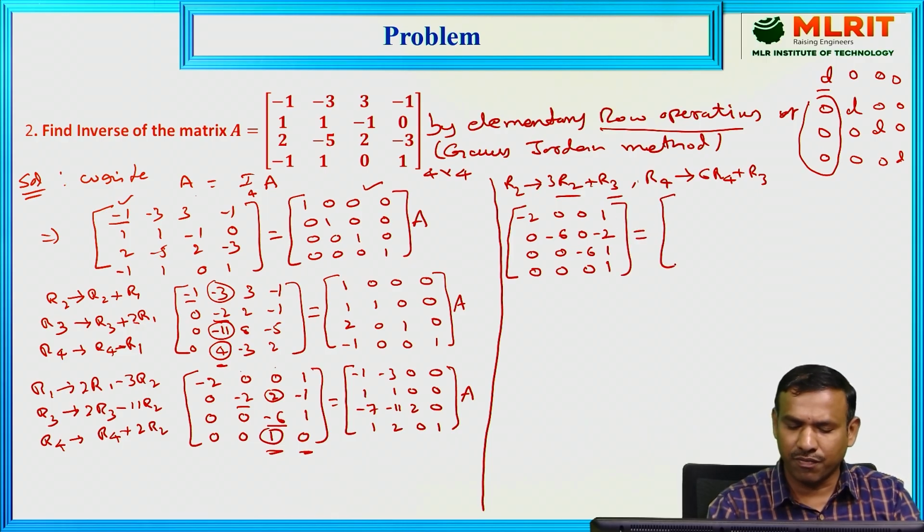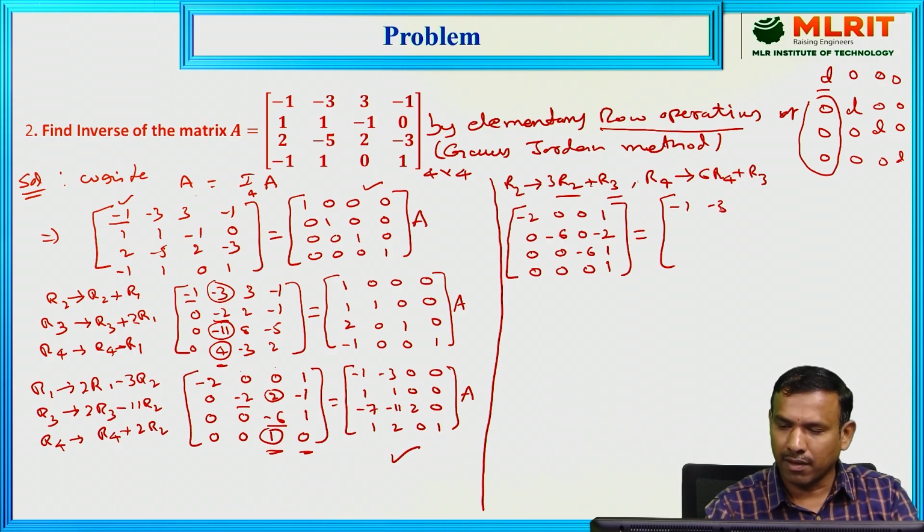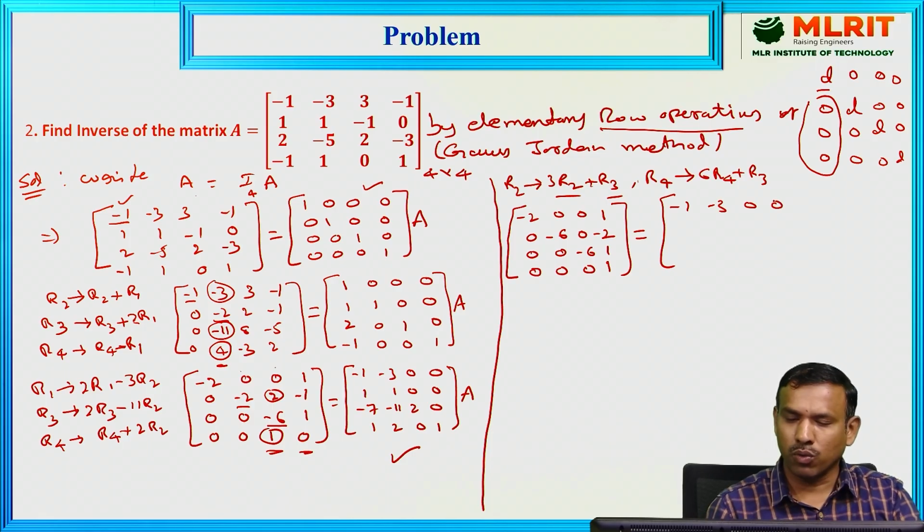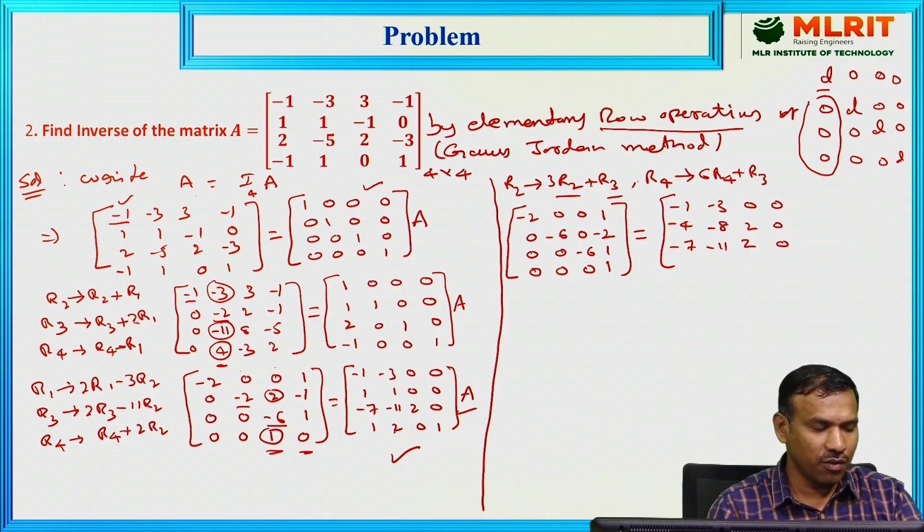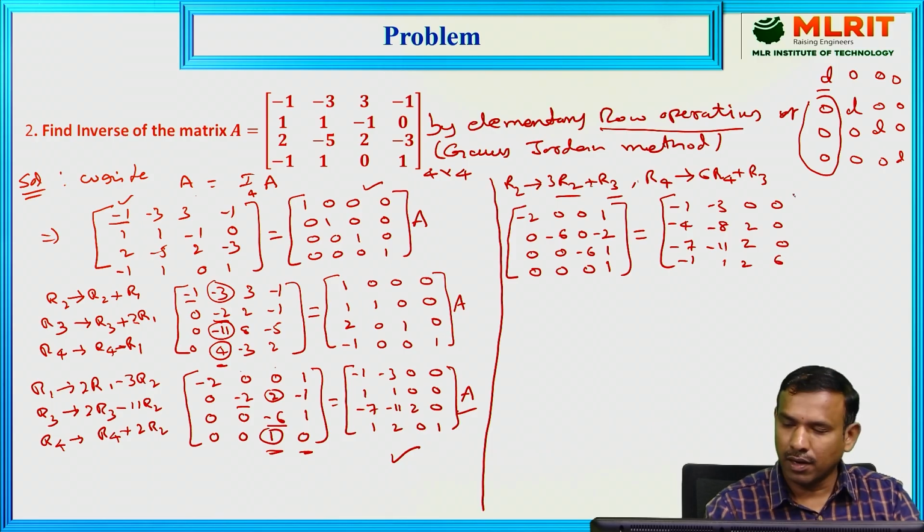Now same operation. Our first row no change. We should apply on the prefactor, that is minus 1, minus 3, 0, 0. Second row, 3R2 plus R3. So by applying this one, we get minus 4, minus 8, 2, 0. Next, third row we are using, which means no change. Here whatever we have, minus 7, 11, minus 11, 2, 0. No change. Next, 6R4 plus R3 means minus 1, 1, 2, 6. Right? Into A.